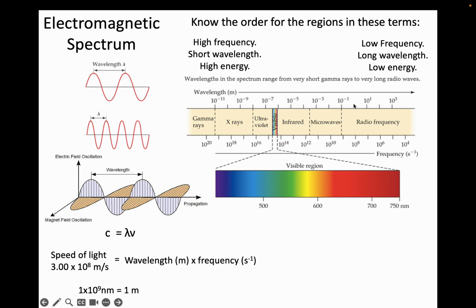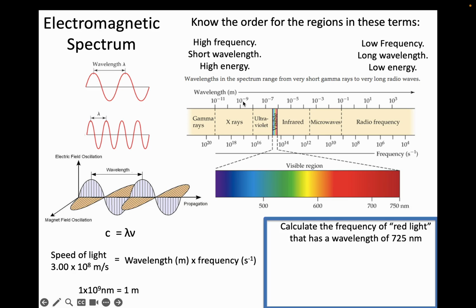Over here on the right-hand side, microwaves, radio waves, a very low frequency and a very long wavelength. And these are low in energy. So you don't need to know specific values, but you need to be able to put the different regions in order. Typical calculation is shown here.